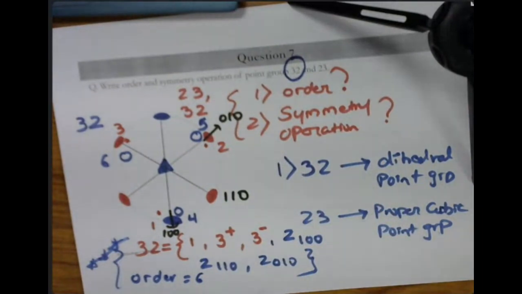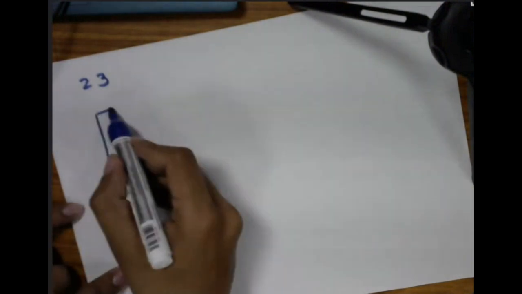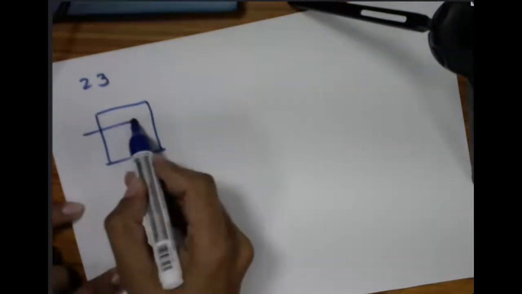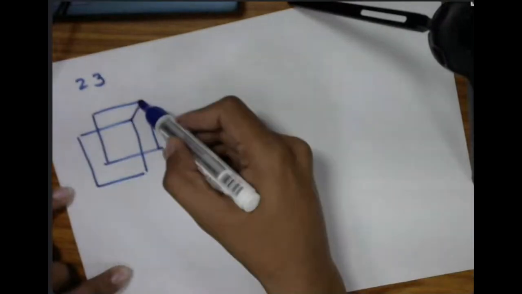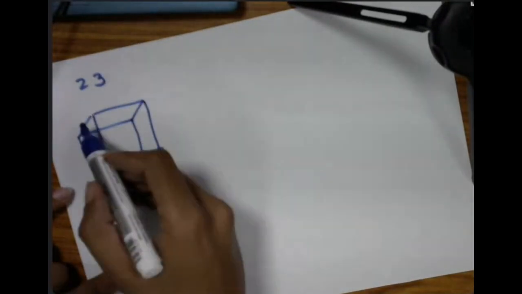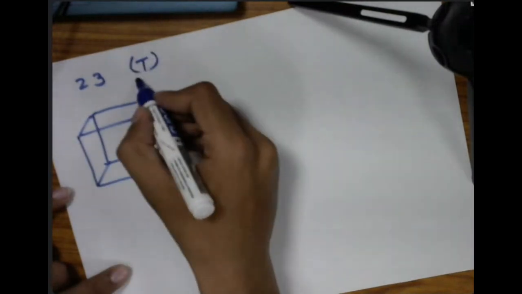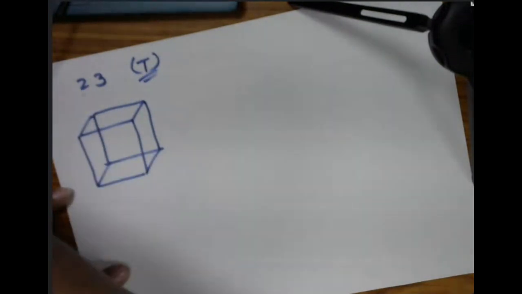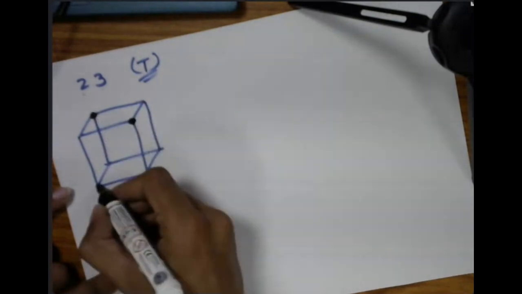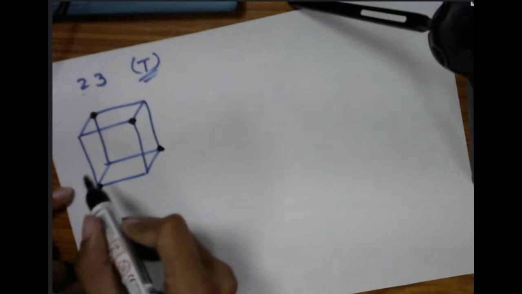The dihedral one. Now we have to write for the 2 3, for the point group 2 3. So considering a cube, this has already been done, we'll just wrap it up fast. Considering the cube, this is a tetrahedral one. There is only twofold and threefold present. If I select these particular points, I can make a tetrahedron. And about this particular axis, there is a twofold.